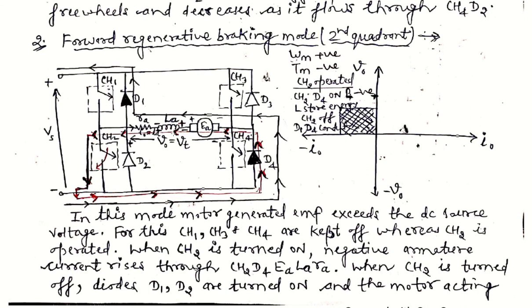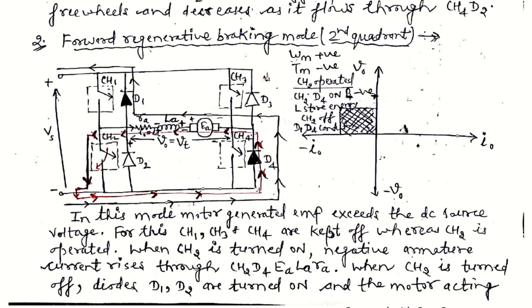Negative armature current will be flowing because the reference armature current direction is the reverse of the current flowing direction in the first quadrant. So our armature current will be negative, but at the same time voltage will be positive, because if CH2 and D4 are conducting, then the armature terminals are short circuited, so output voltage will be 0, which counts as positive. So in this case voltage will be positive and current will be negative. So that is the first part of the second mode of operation.